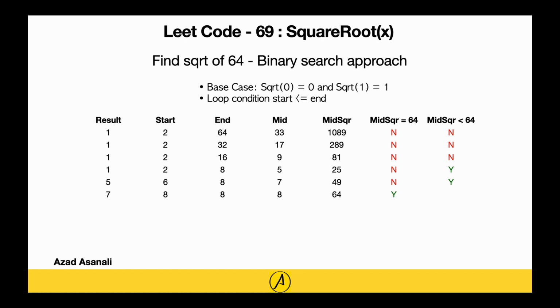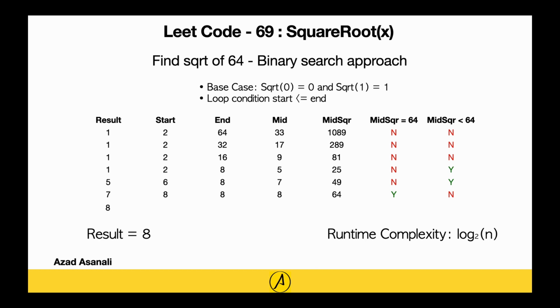The midpoint is 8, and now we find the square of 8 is 64, which is equal to our target value 64. So this is our result. We will fix our result as 8. Yeah, that's it. We find the square root of 64, which is 8, and the runtime complexity is logarithmic of n to the base 2.